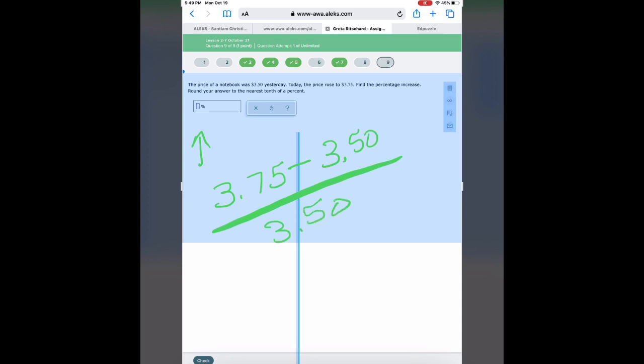3.75 minus 3.5 divided by 350 gives me 0.0714. We're looking for a percent. We want to round it at the tenths. This is 7.14. We're going to keep it at 7.1.